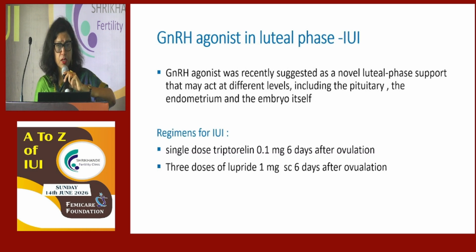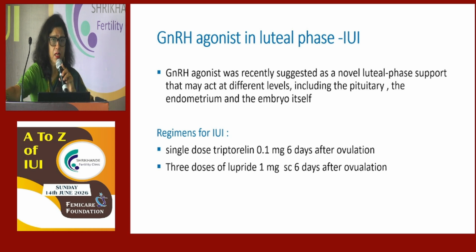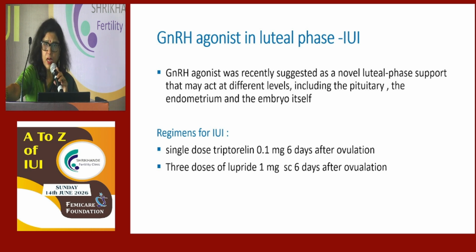GnRH agonist is a new concept as a luteal phase support. You can give them a single dose of triptorelin 0.1 milligram 6 days after ovulation, that is after your trigger, and 3 doses of leuprolide 1 milligram subcutaneous 6 days after ovulation.